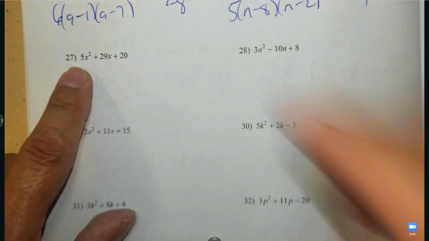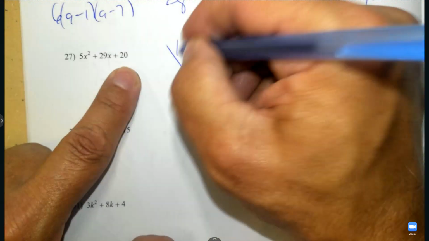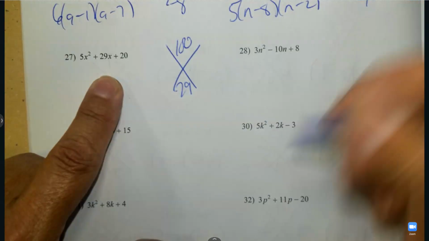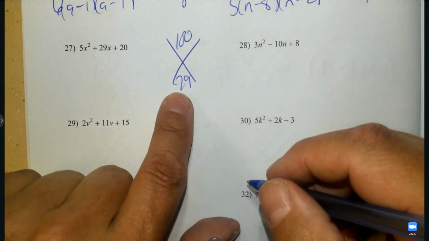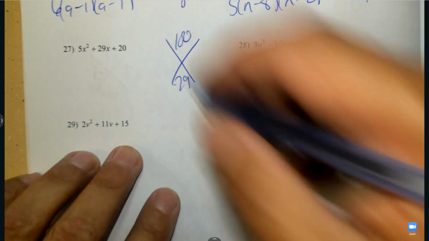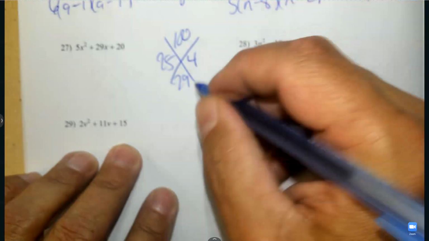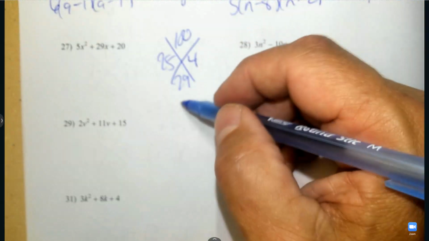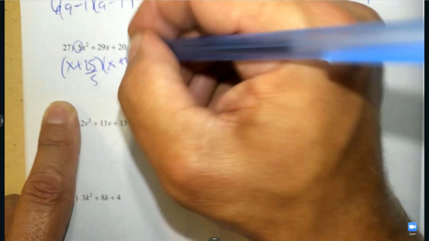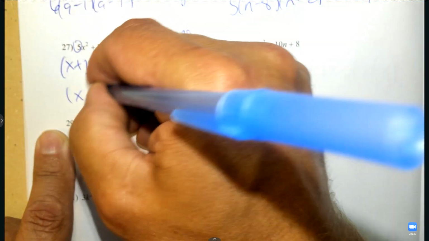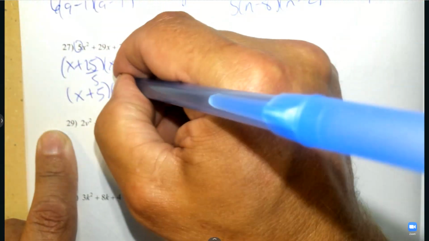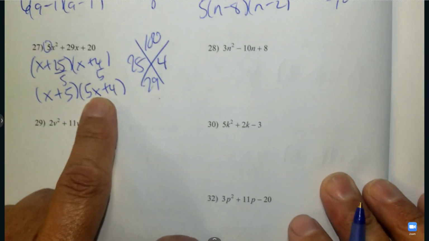All right, this one is where you take the first number times the last number and the one underneath, and then find two numbers that multiply to 100 and add to 29. So 25 times 4, is 100, and it adds up to 29. So I use those numbers, 25 and 4. Then I divide by the first number. So 25 divided by 5, and slide the denominator in front, and you have your factors.